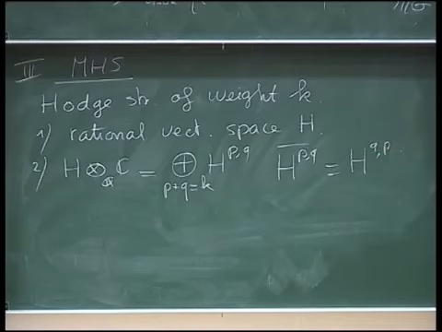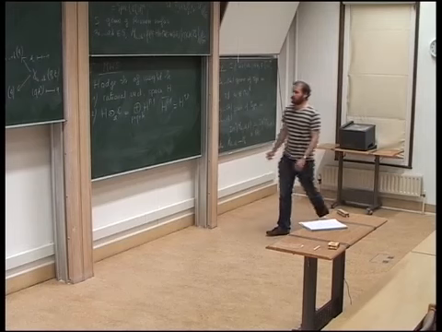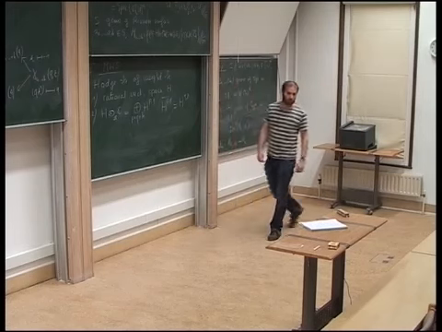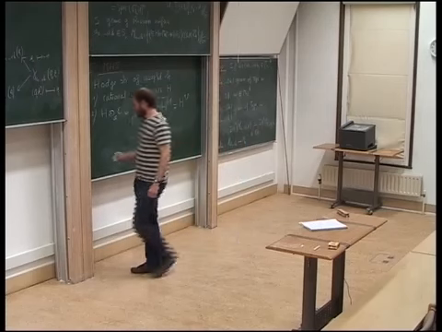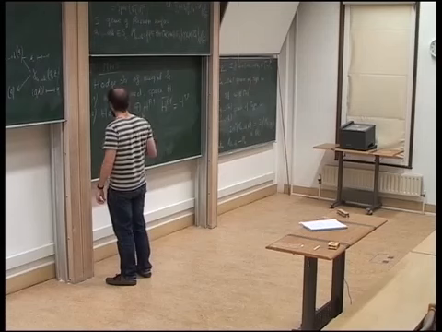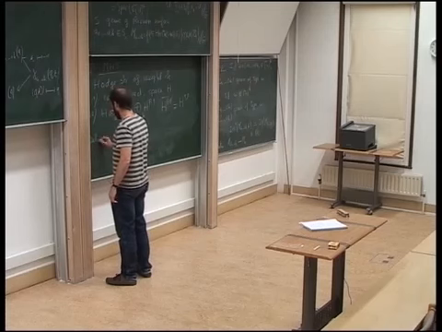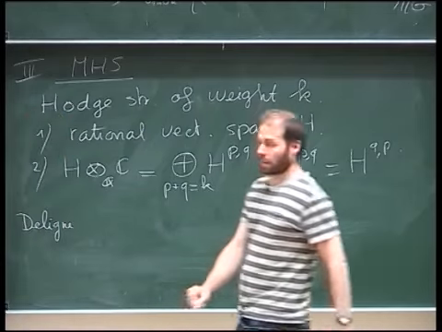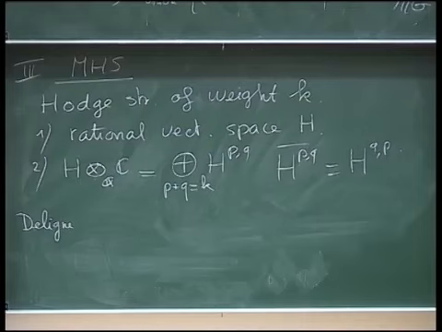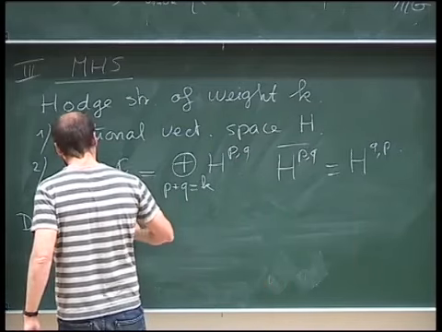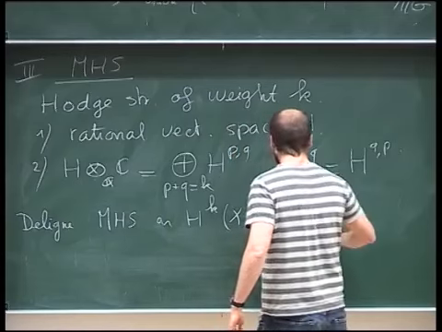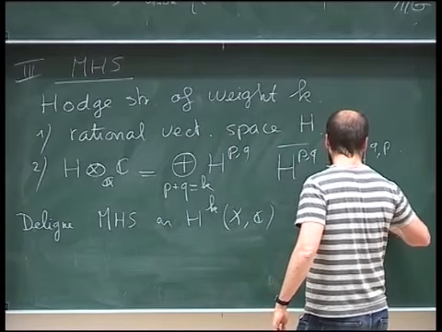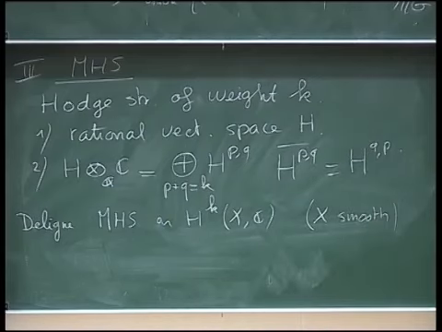So for instance, if X is projective and smooth, then we have the usual Hodge structure on the complex variety. This is a Hodge structure of weight K, where K is the degree of the cohomology. But in the case it is not projective, sorry, not smooth, we can define this mixed Hodge structure, which was defined by Deligne. So we have this mixed Hodge structure on the cohomology H^k(X, C). I will take X smooth. Actually, it was also defined when X is not smooth, but we will need only the case when X is smooth, as we'll see later.